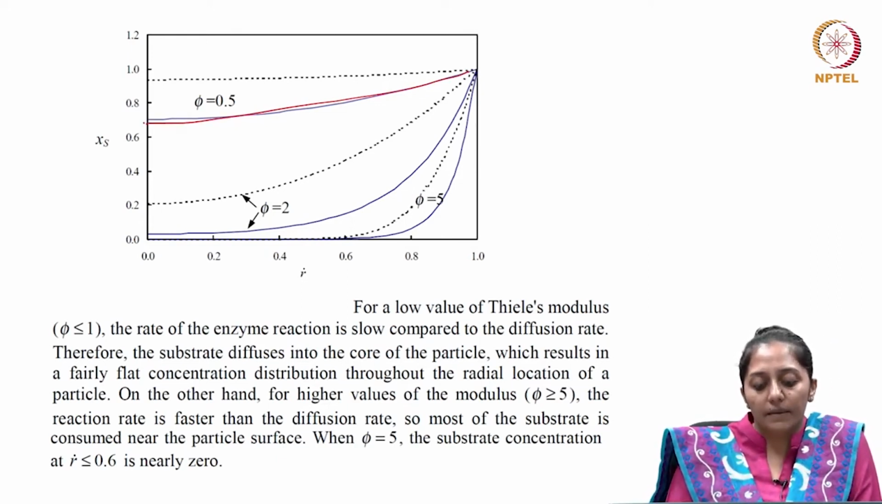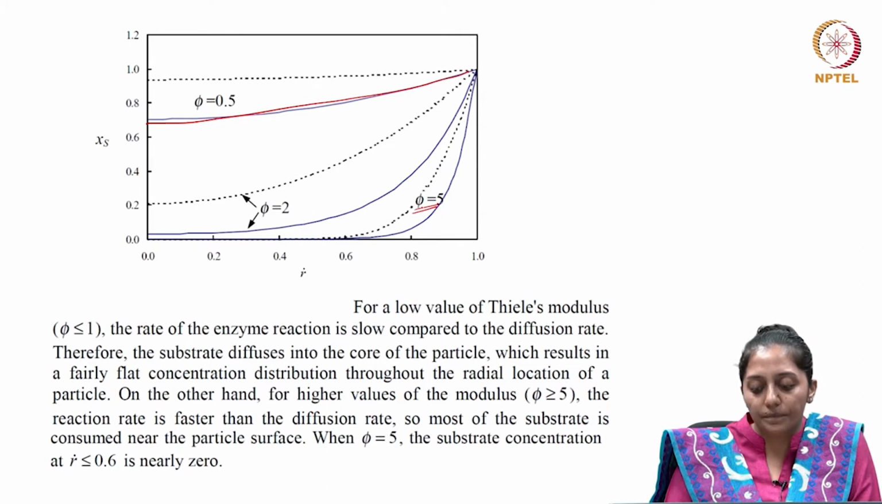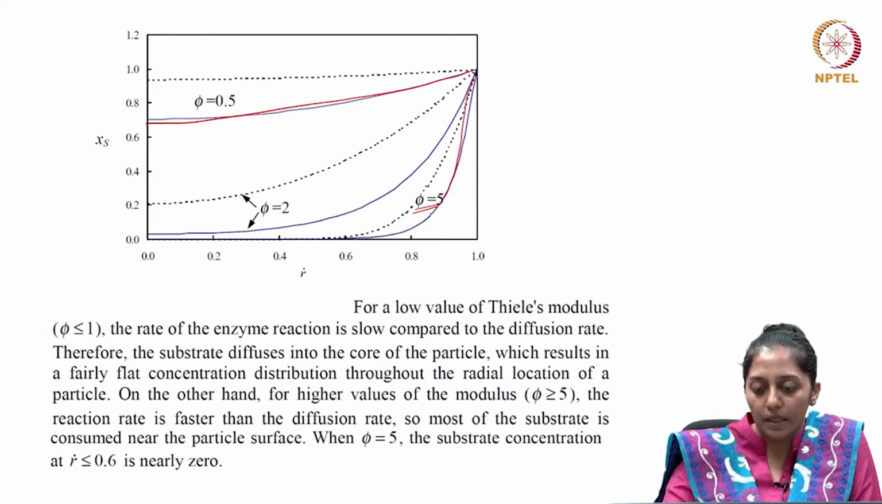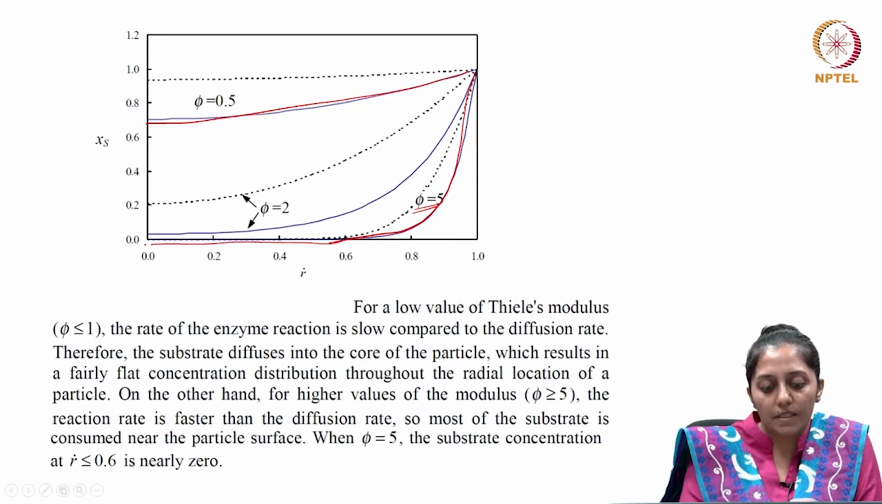On the other hand, for higher values of modulus, let us take phi equal to 5, this would mean that the reaction rate is much faster than the diffusion rate. So, most of the substrate will get consumed in the reaction near the particle surface itself before it diffuses in, and therefore, you see a sharp decrease in the substrate profile as it moves inside.